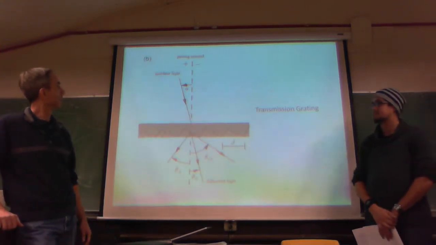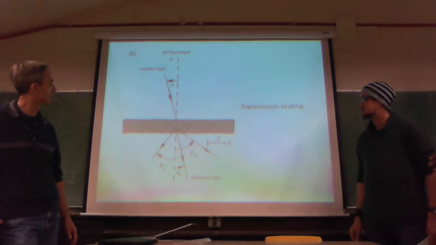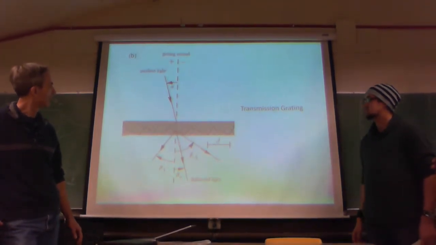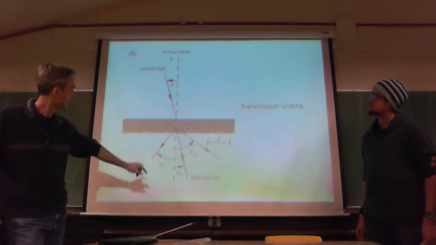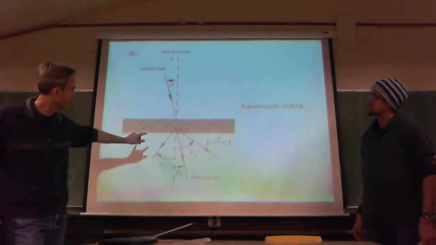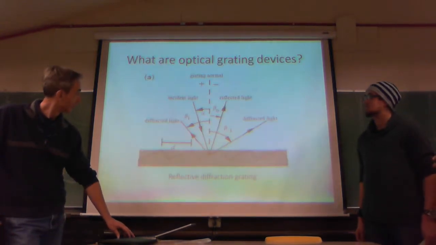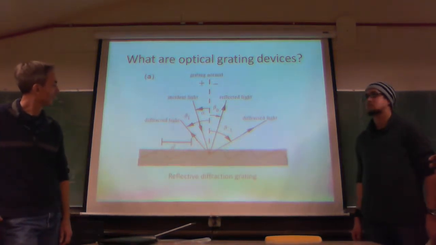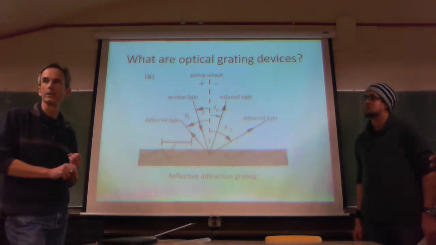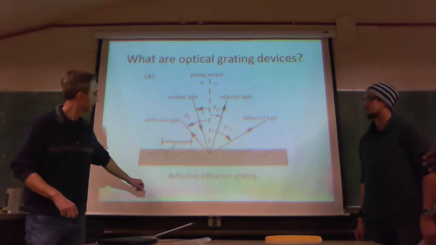So just some gratings that we're all familiar with. These are transmission gratings, and we're pretty familiar with how this works, in terms of the spacing of the grating and how the light is refracted. Here we have a reflective grating. Now this device is based on a reflective grating.